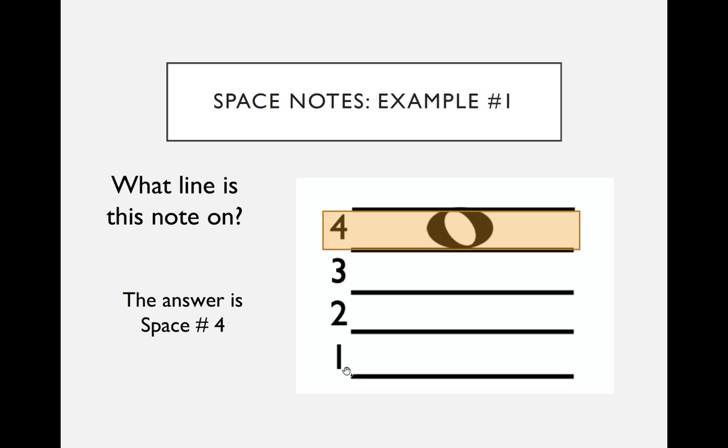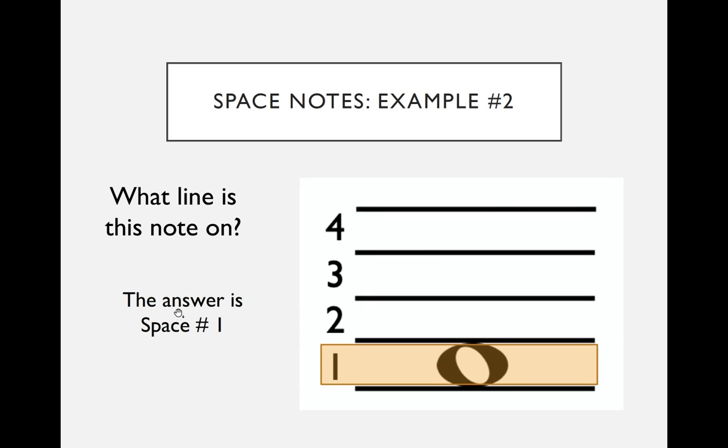Here's the first example. This is space 1. There's no note here. Space 2, nothing here. Space 3, nothing here. Space 4, oh, looks like we got a note. So the answer for this one is space number 4. The next example, we're going to go ahead and dive in. It's right on space number 1, as you can see. And I've highlighted it for you.